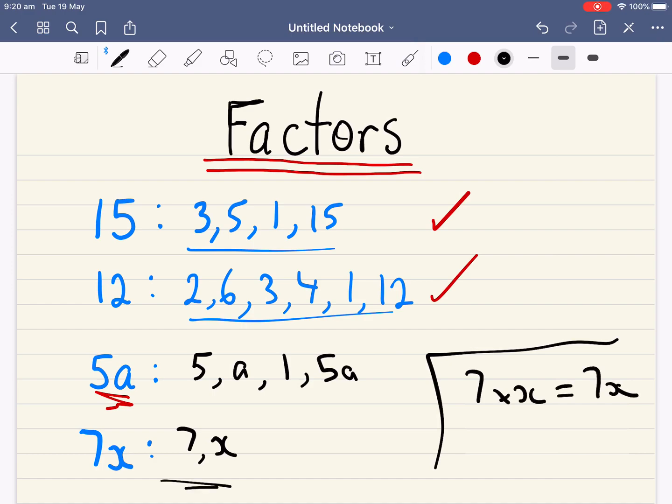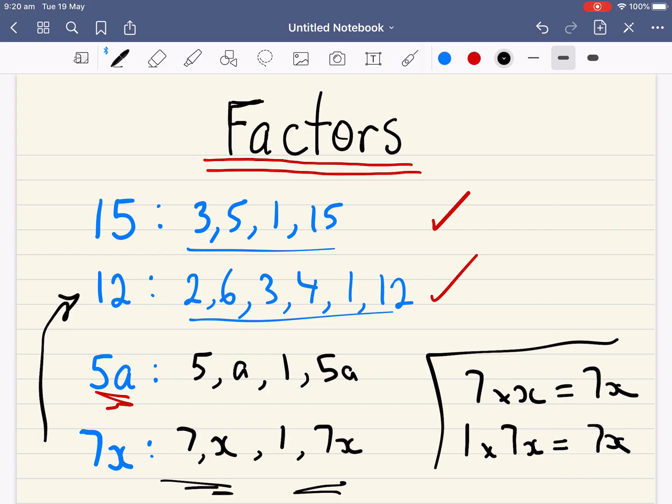So they're both factors. And of course, the other factors would be the number 1 and 7x, because 1 times 7x is 7x. So they're the numbers that multiply to equal 7x. There were 4 factors on this particular one. Now, not all terms will have 4 factors. If we look back up at 12, we can see this one actually ended up having 6 factors. We can sometimes have questions that have a whole stack of factors.